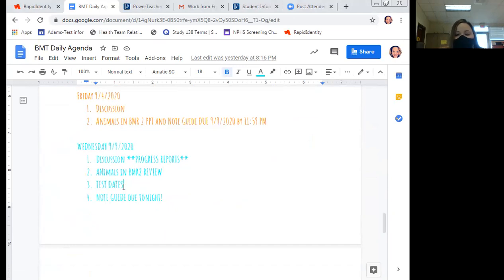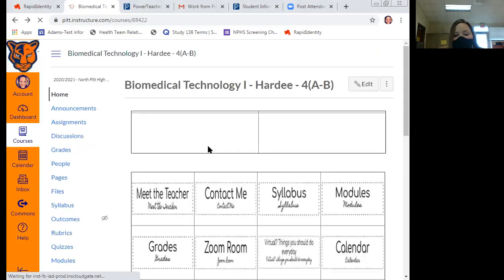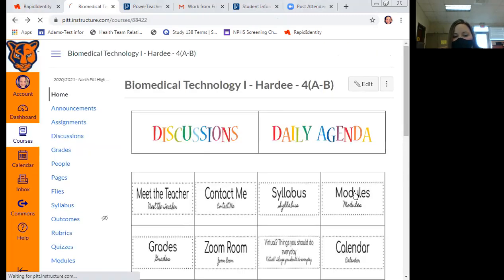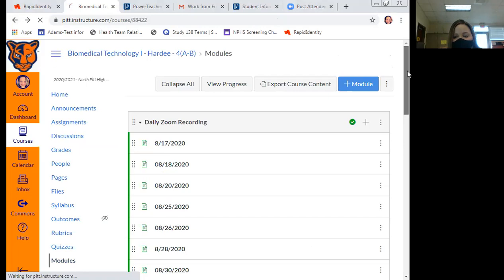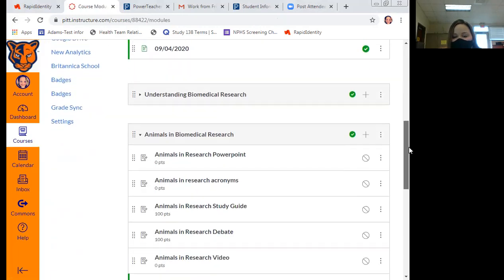My plan is to review the animals and biomedical research PowerPoint and the worksheet that you have due tonight. So just a little reminder, your note guide is due tonight. We're going to review some of it today, most of it tomorrow and Friday, and then probably an overall review day on Monday and test either next Tuesday or next Wednesday. So just keep that in mind. So just a quick refresher, and remember, I see a little bit more than you guys see, and that's just because I have a lot of stuff in here, okay?